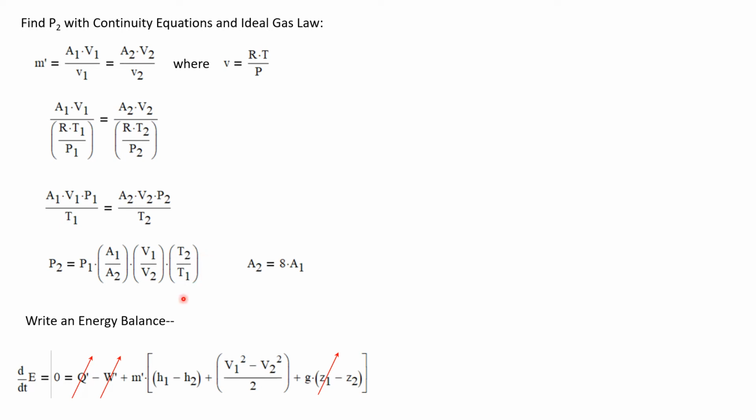Let's see if we can get that from an energy balance. Our energy balance is dE/dt is 0 because we're operating at steady state. It's Q dot minus W dot plus m dot times the change in enthalpy plus the change in kinetic energy plus the change in potential energy. Well, Q dot and W dot are 0, as is the change in potential energy.